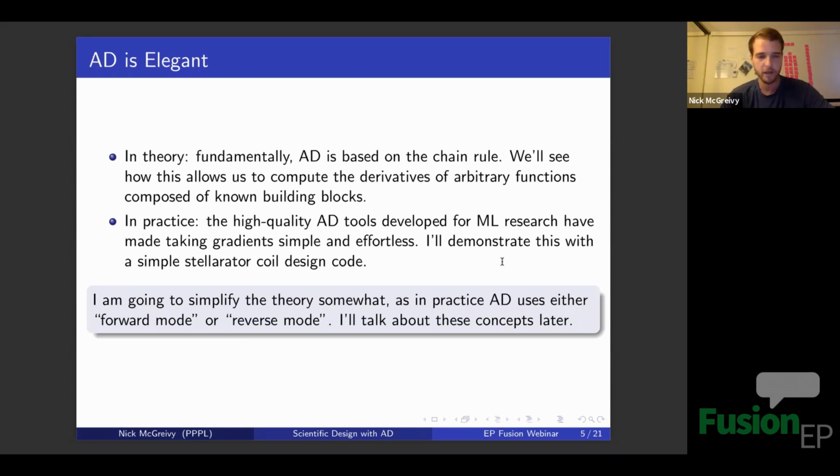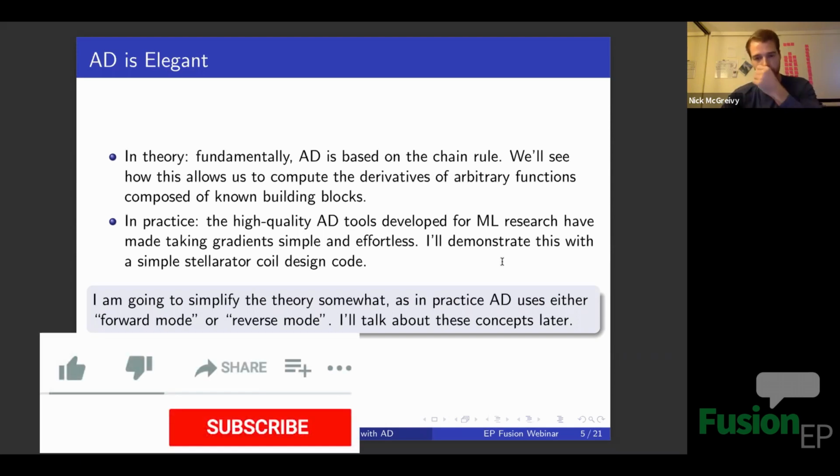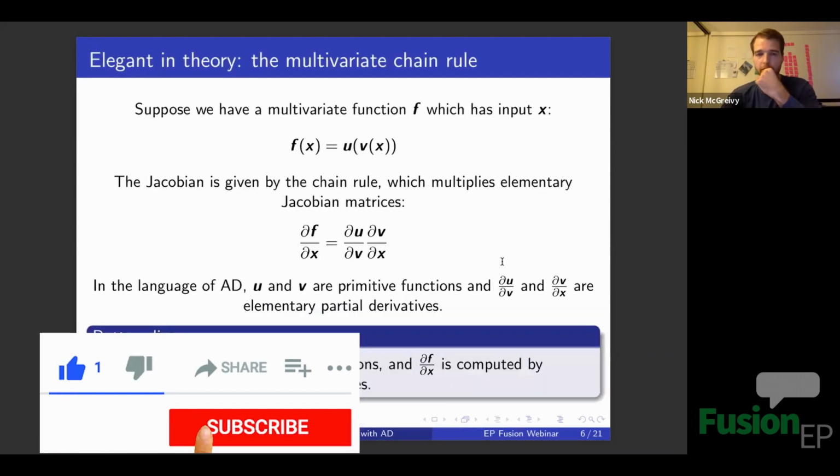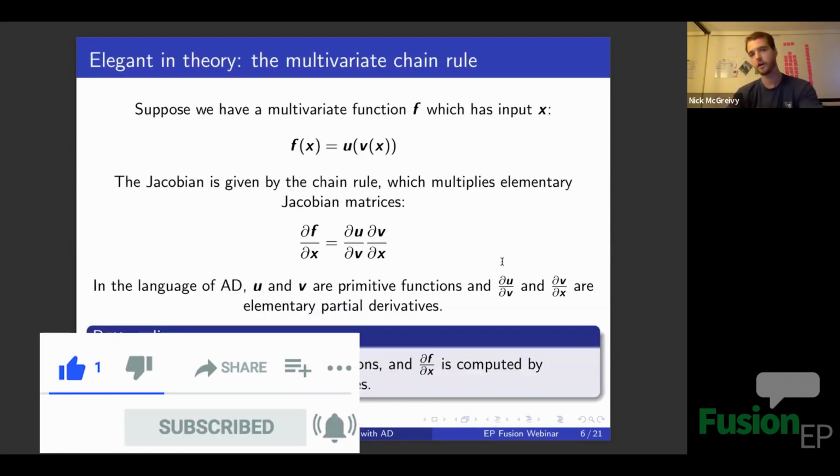Now, for the next couple slides, I'll skip ideas like reverse mode and forward mode, which are really important aspects of AD theory and of understanding it, but I'll talk about those later in the talk. Okay, so what is really the essence of automatic differentiation? The essence of automatic differentiation is the chain rule, or the multivariate chain rule.